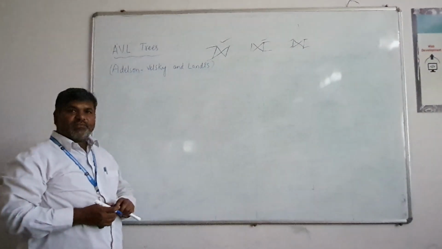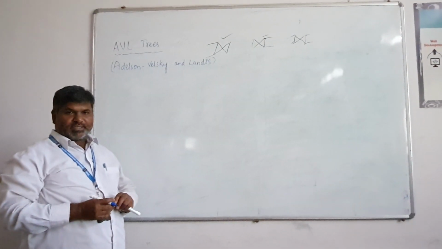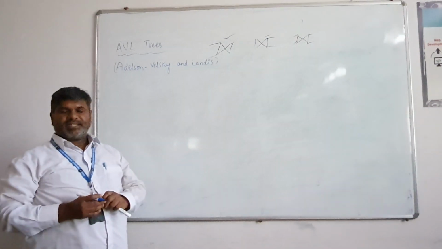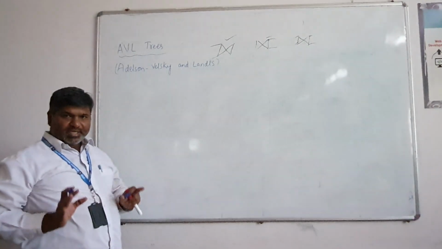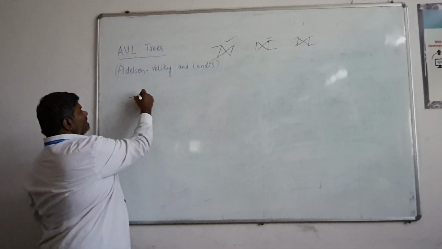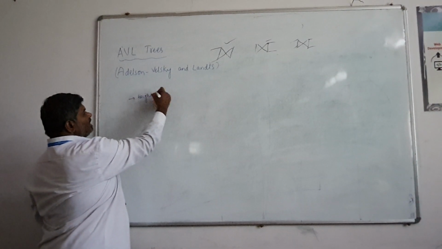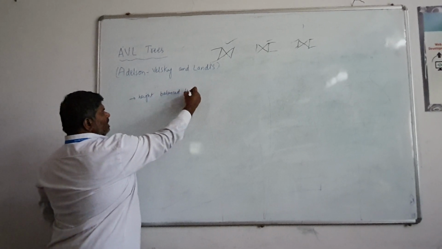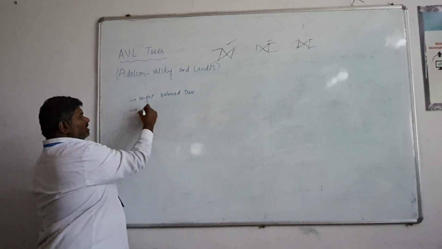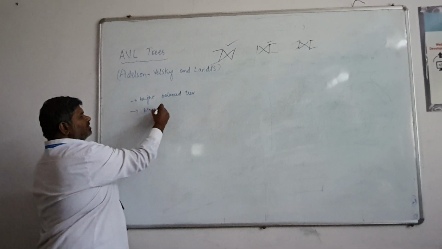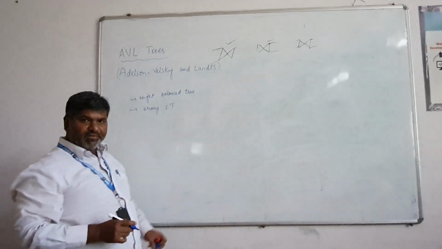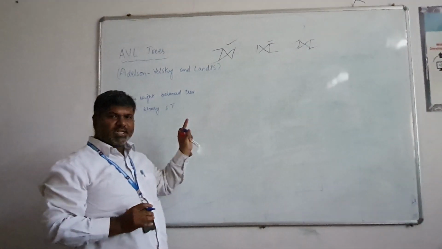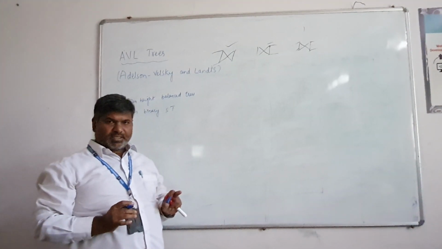Students, in this video we will discuss AVL trees. AVL stands for Adelson-Velsky and Landis trees. AVL trees are height balanced trees. Even so, AVL trees are binary search trees as well, and mainly they are height balanced trees.